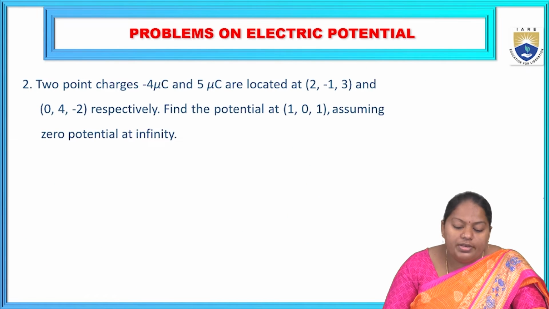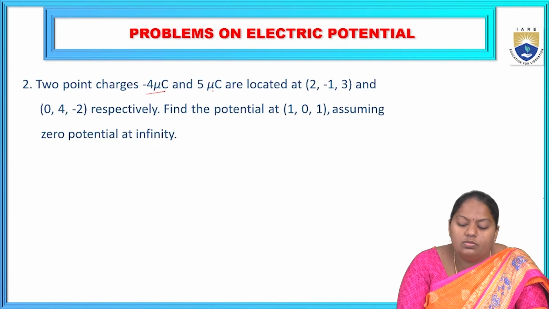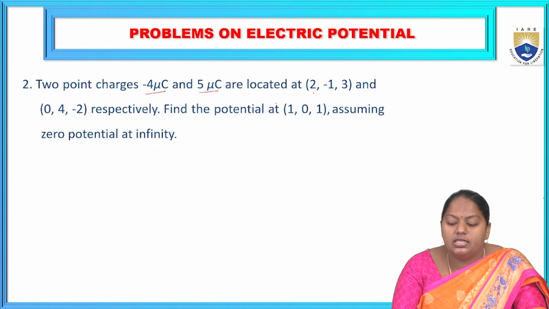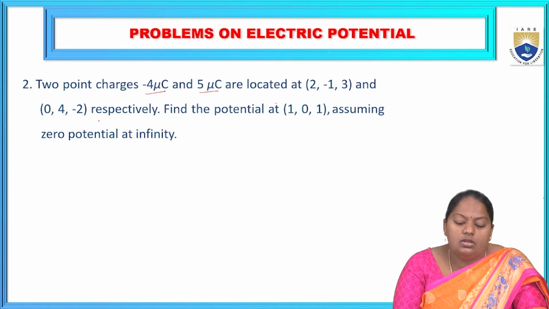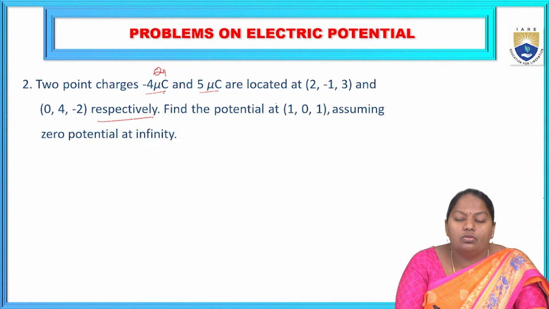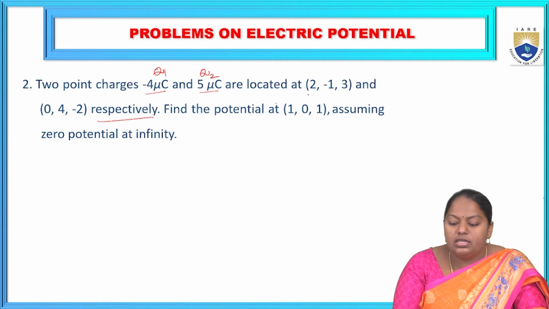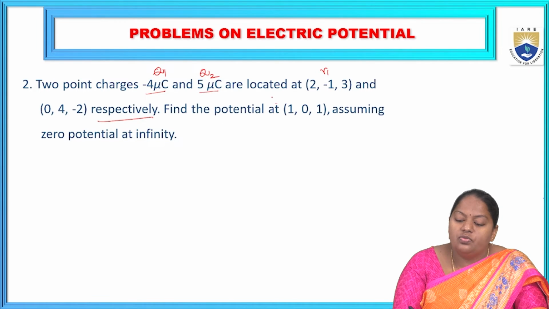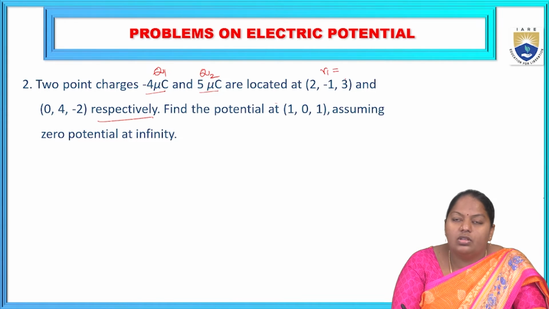Next, two point charges, minus 4 microcoulombs and 5 microcoulombs, are located at 2, minus 1, 3 and 0, 4, minus 2 respectively. The two point charges are given as Q1 equal to minus 4 microcoulombs and Q2 equal to 5 microcoulombs, located at R1 2, minus 1, 3 and 0, 4, minus 2 respectively. If the points are given, we need to write the vector form. Along with the components, we have to express the unit vectors also.